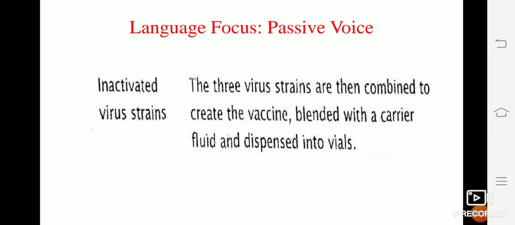Wow. So look at here. The three virus strains are then combined to create a vaccine, blended with a carrier fluid, and dispensed into vials. So are then combined, are then blended, and then are then dispensed. All passive. And this is the process. First combined, then blended, and then dispensed.